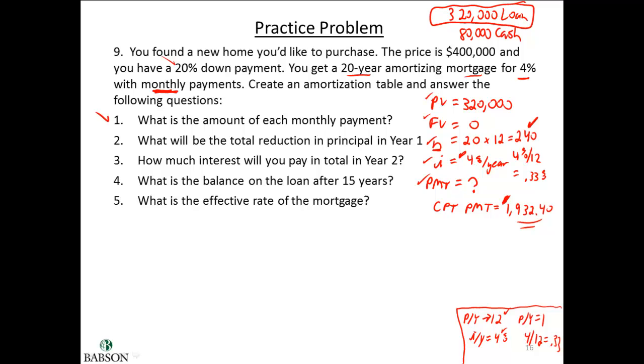Notice how simple it was. How many monthly payments are you making? 240. Got it. What's your monthly interest rate? Well, I know my annual rate's 4, so my monthly rate is 0.33. Done. Notice also, this passes the smell test. You know, it's a $320,000 loan. It sounds like about $1,900 per month. So that's the answer to part 1.